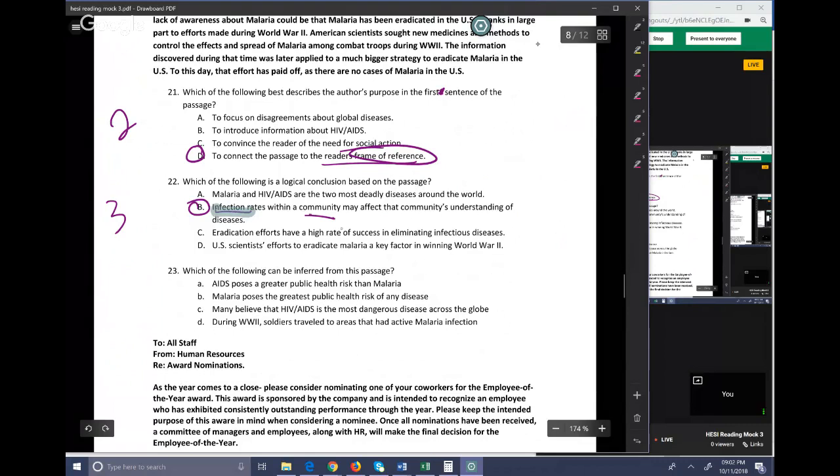There is no malaria in the US. There's no reason for most average US citizens, especially people not in the healthcare field, to be thinking about or aware of malaria. So they really said eradication is the reason why people don't know, and we can infer that how many people are infected with something in a community will affect that community. And that's important because you can't say worldwide understanding of malaria is affected by its infection rate in America. They're saying that Americans are not aware of it because in America, we don't have it.